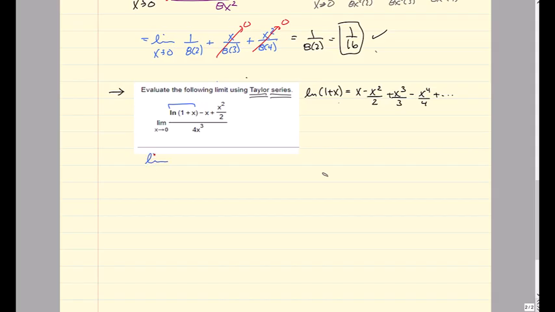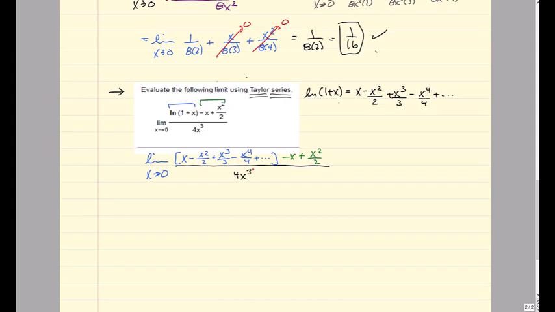So let's look at the limit as x approaches 0. And the natural log of 1 plus x is rewritten as x minus x squared over 2 plus x cubed over 3 minus x to the 4th over 4. Okay, and then I have these last two terms, minus x plus x squared over 2. And this is all over that denominator of 4x cubed.